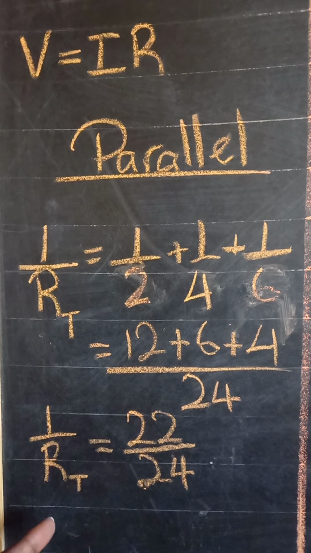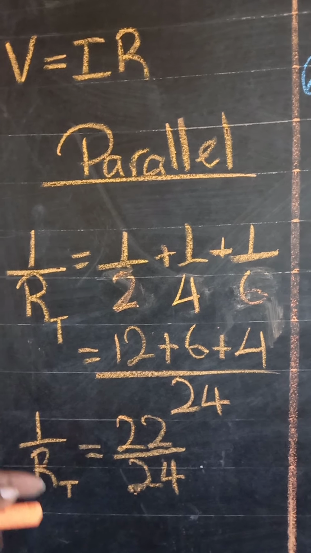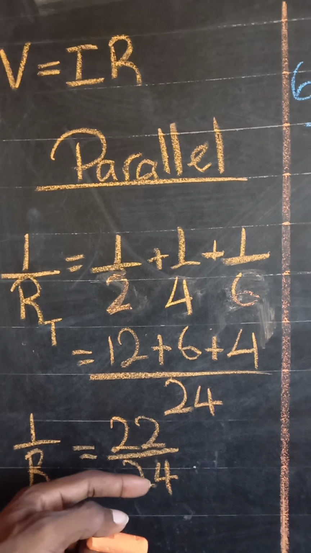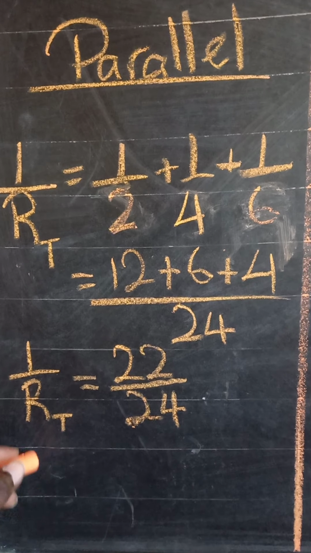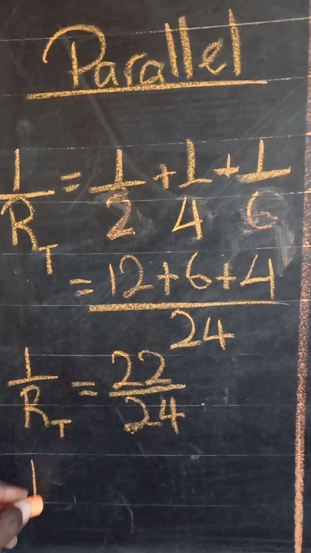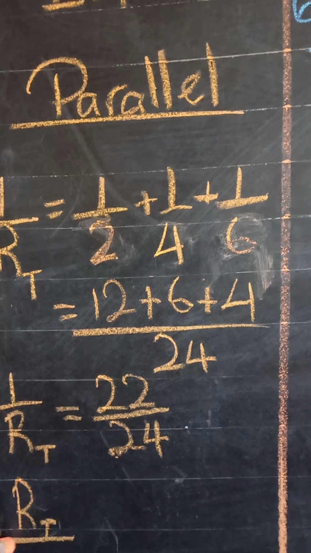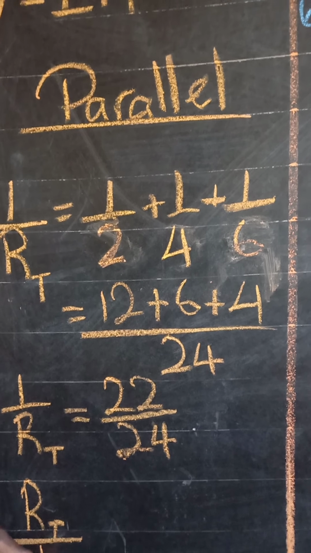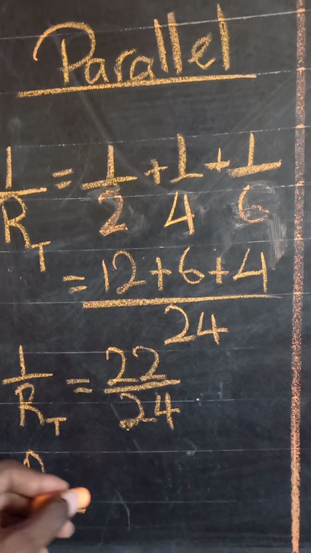We need to find our total resistance. So what we need to do is reciprocate the left hand side and reciprocate the right hand side. Let's go ahead and do that. We are going to get RT, which is our total resistance. That's what we want, over 1. So total resistance over 1 is the same thing as just your total resistance.